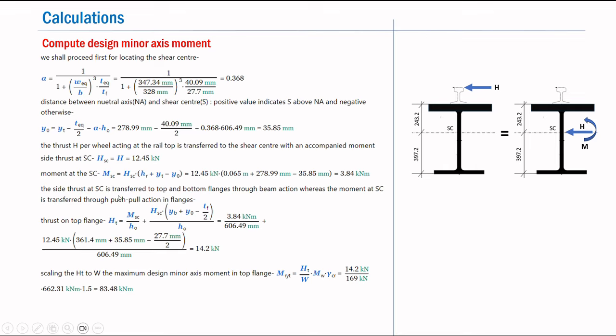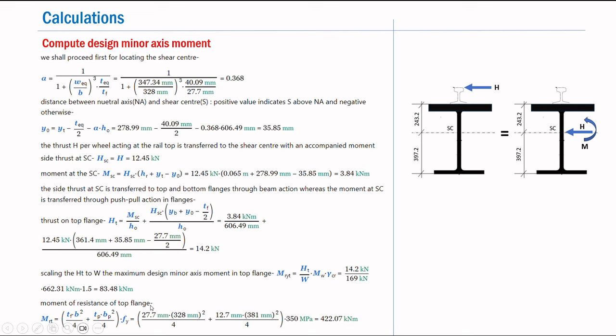Accordingly, we evaluate the moment at the shear center that is transferred through the push and the pull of the beam, the thrust on the top flange as 14.2 kN meter, and the thrust obtained from the horizontal H as well as the push and pull effect, the total is 14.2 kN. And now we calculate the total design minor axis moment in the top flange by just scaling our wheel axis moments, and this works out to be 83.48 kN meter.